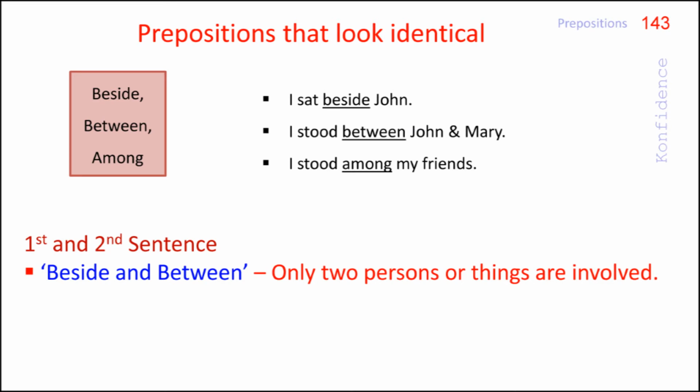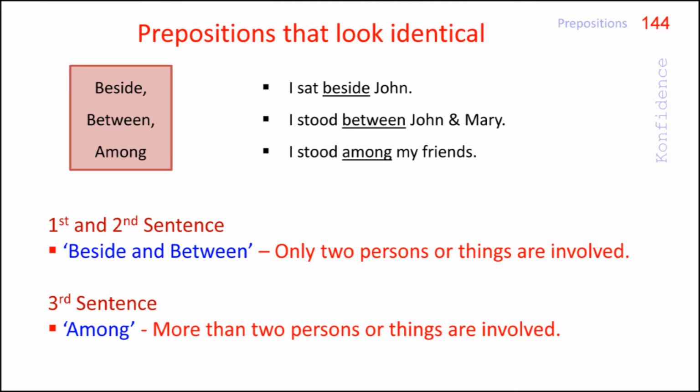Look at the three prepositions given in the slide: beside, between, and among. We use beside and between when there are only two persons or things involved. So the prepositions beside and between are used correctly in the first and second sentences respectively. Among is used when there are more than two persons or things involved. In the third sentence, the word friends indicates more than two. It can be three or more. Hence, among is used in that sentence.